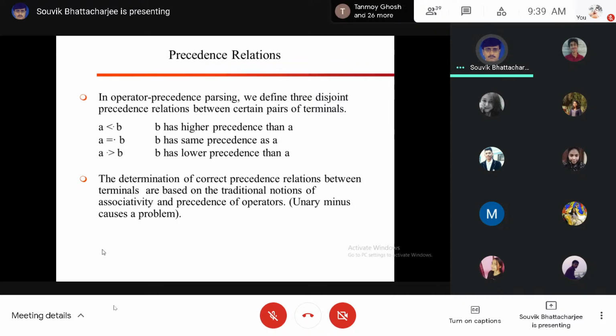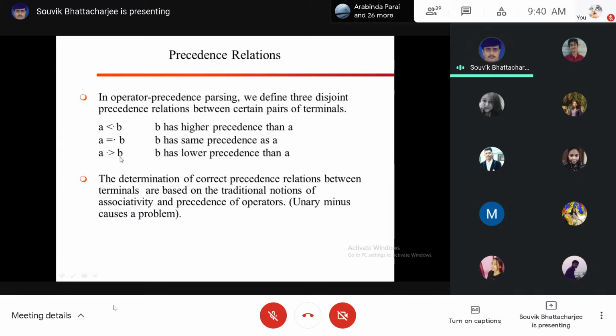Now, precedence relation in the case of an operator precedence grammar. Here you just see A has less precedence than B, or you can say B has higher precedence than A. The dot should come on top of the equal sign, not here. And this is B has the same precedence as A, and here B has lower precedence than A. A and B have equal precedence, and here A has higher precedence than B, or B has lower precedence than A.